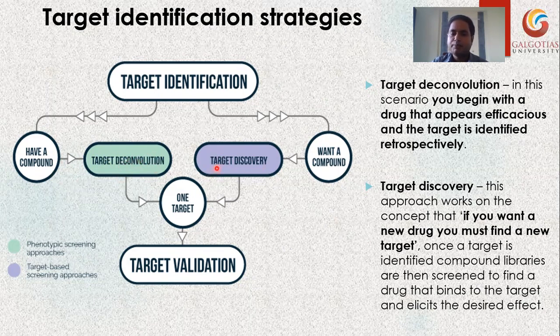In the target discovery process, we want a compound and we know our target. So when we know our target and we want a compound that can inhibit or activate this target for the treatment of a disorder, then this strategy is called the target discovery strategy. This approach works on the concept that if you want a new drug, you must find a new target. So once a target is identified, compound libraries are then screened to find a drug that binds to the target and elicits the desired effect.